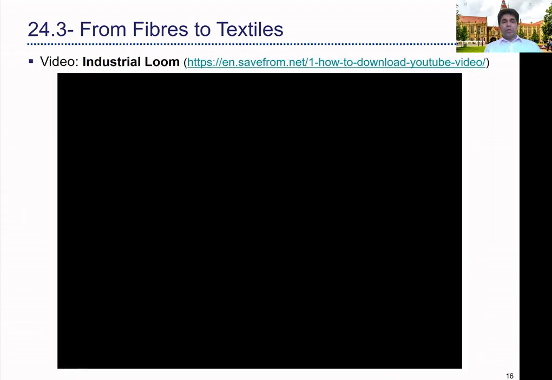This video will provide a nice demonstration of how the industrial loom process works. You will find a good demonstration of the weaving process in relation to the manufacturing of textiles.